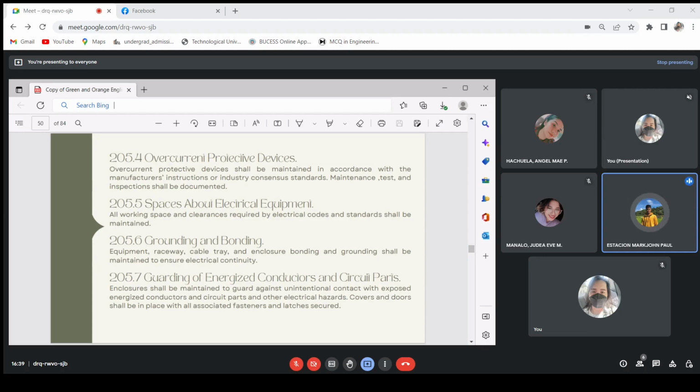205.7 Guarding of energized conductors and circuit parts. Enclosures shall be maintained to guard against unintentional contact and exposure of the energized conductors, circuit parts, and other electrical hazards. Covers and doors shall be in place with associated fasteners and latches secured. In locations where electrical equipment is likely to be exposed to physical damage, enclosures or guards shall be arranged in such a way as to prevent it. Next slide.